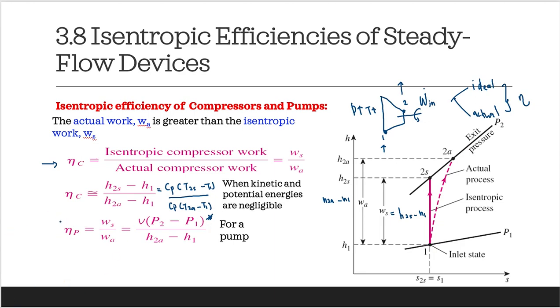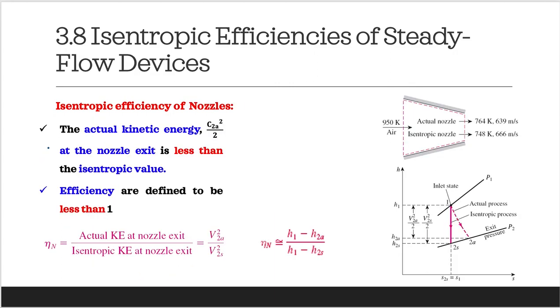Okay, you have to be very careful between compressor and turbine. For the turbine, the efficiency is WA over WS, and for the compressor, it is WS over WA. Please don't get confused. Next, we go to the isentropic efficiency of a nozzle.